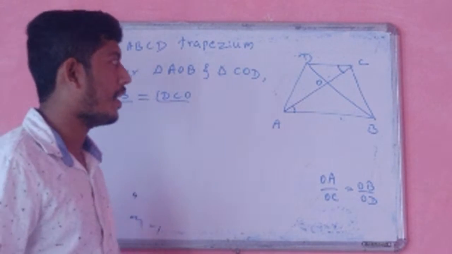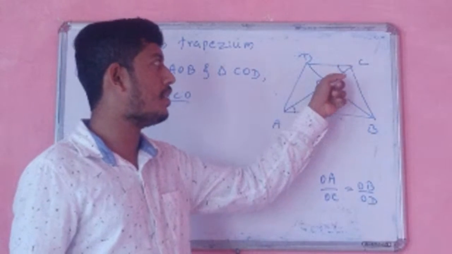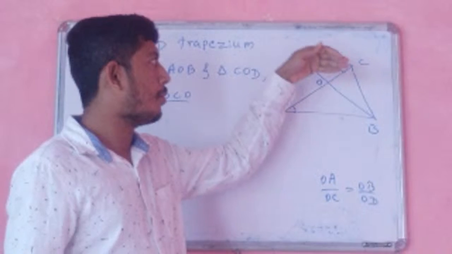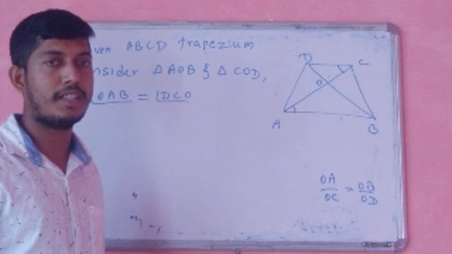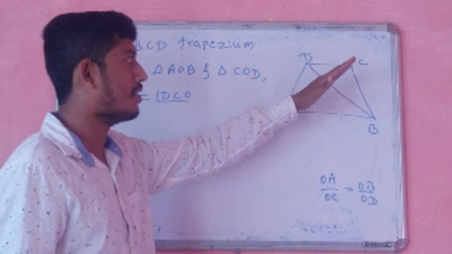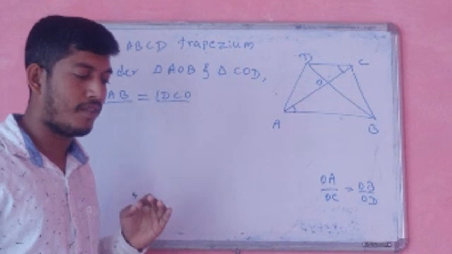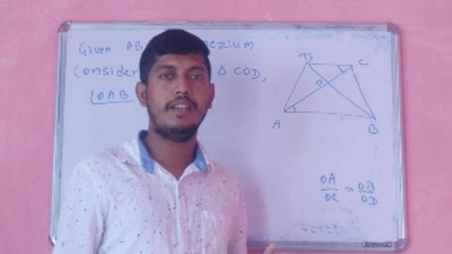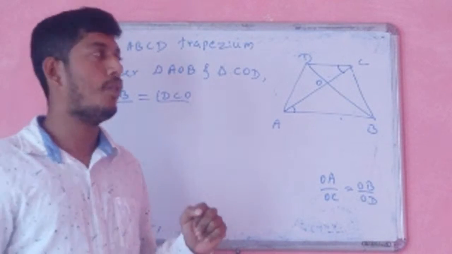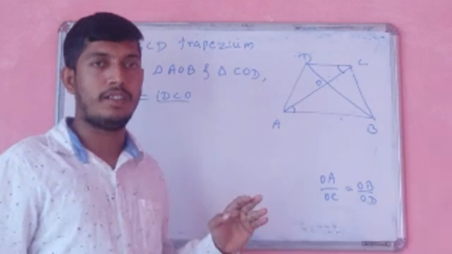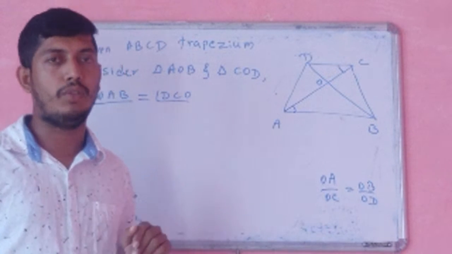Okay. Angle OAB, that means this angle, is equal to angle DCO, this angle. Because we know that AB and CD are two parallel lines, that is given, and we can consider the diagonal AC as a transversal line. And we know that when a transversal cuts two parallel lines, then the alternate angles are equal to each other. So what is the reason? When the transversal cuts the two parallel lines, then the alternate angles are equal to each other.